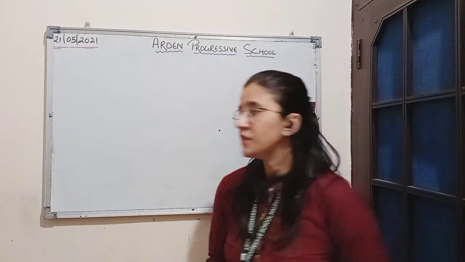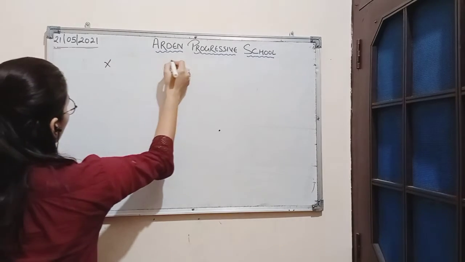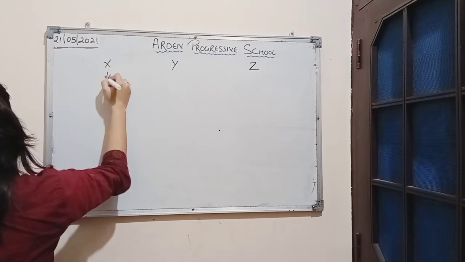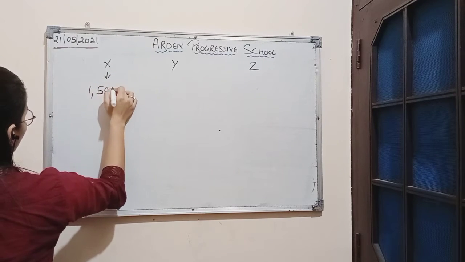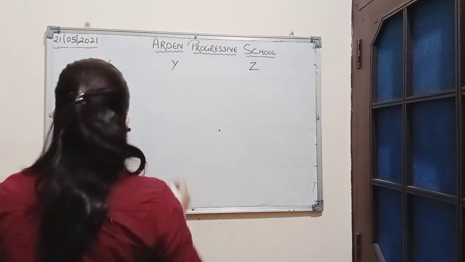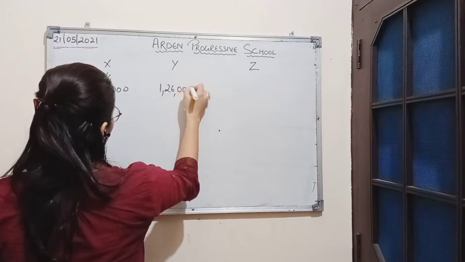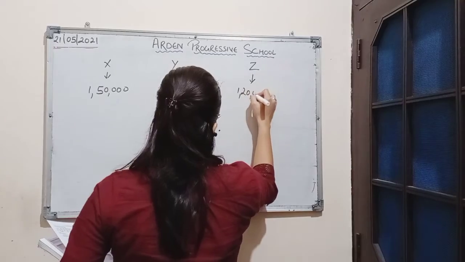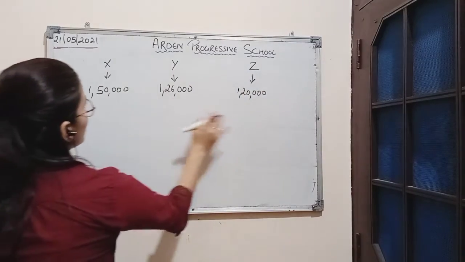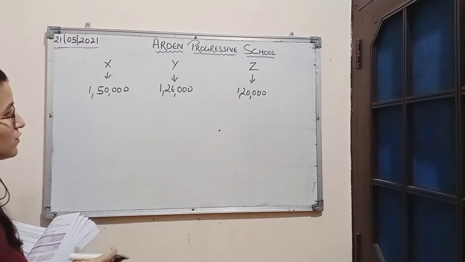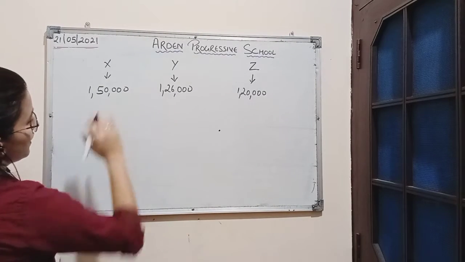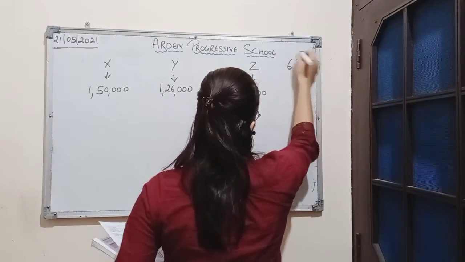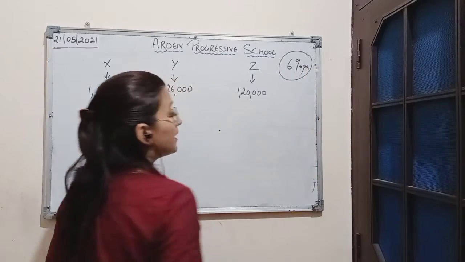So now according to the question, there are three partners X, Y and Z. The amounts withdrawn by the partners are rupees 1,50,000 by X, 1,26,000 by Y and 1,20,000 by Z. So these are the three partners who have withdrawn these amounts as drawings, and they have to pay interest on such drawings at the rate of 6% per annum.